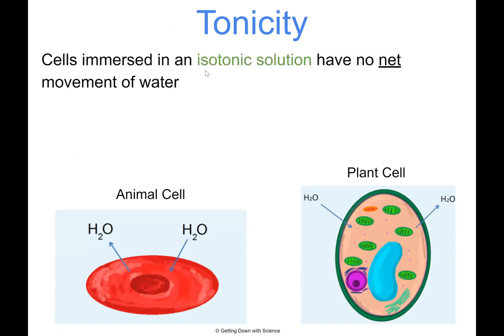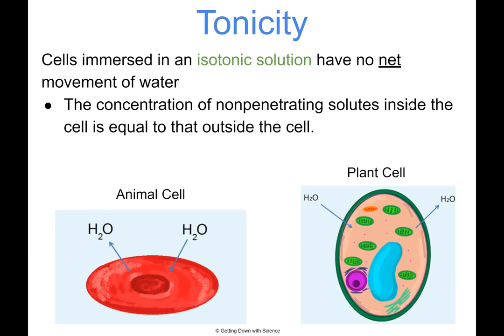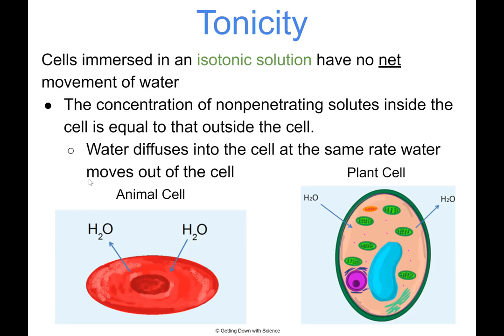So cells that are immersed in an isotonic solution, and remember, isotonic is basically saying we have the same concentration inside the cell as outside the cell. So there is no net movement of water. Notice I said no net movement of water. You'll notice as water moves in, water moves out. As water moves in, water moves out. So it's an equal movement on both sides. So it's going to diffuse into and out of the cell at the same rate.